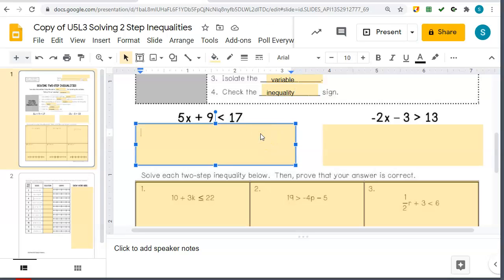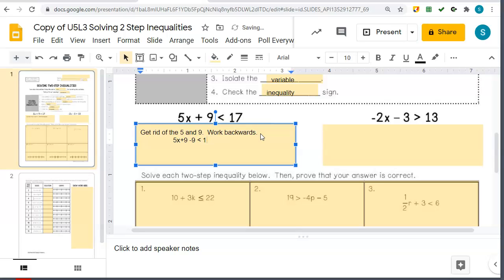Okay, so let's think about this. We want to get rid of the 5 and 9. We always want to work backwards. So we want to get rid of the 9 first because that's our last operation. So we're going to subtract 9 from both sides. So I've got 5x plus 9 minus 9. That's the addition operation that I did.